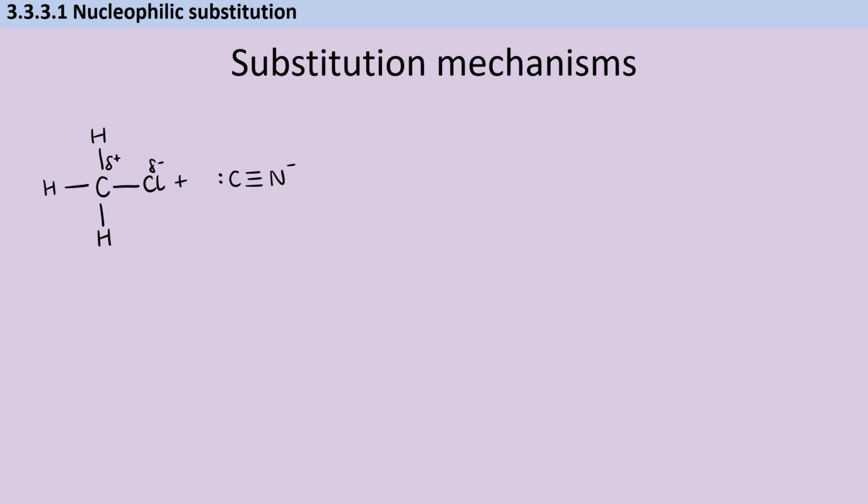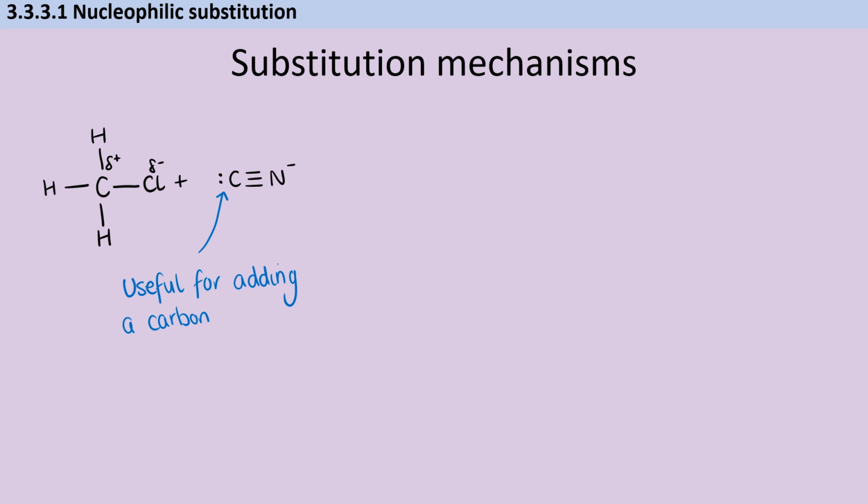The mechanism for substitution with a cyanide ion is basically exactly the same as with a hydroxide ion, just we get different products. And the nice thing about doing substitution with a cyanide ion is it's a good way to add an additional carbon onto your carbon chain.